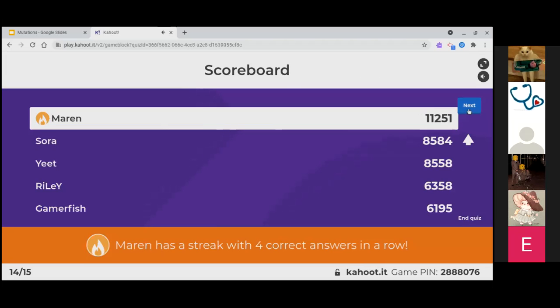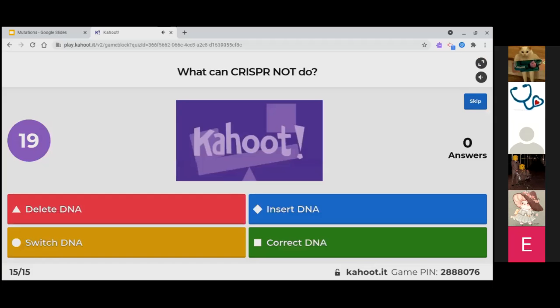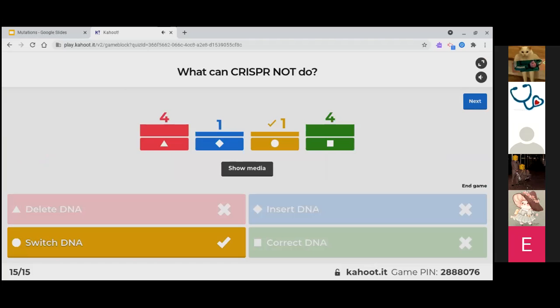Yeah. Okay, so for our last question, we have: what can CRISPR not do? So we talked about what it can do, but what can it not do? Your options are delete DNA, switch DNA, insert DNA, or correct DNA. Okay, so CRISPR can delete DNA and then insert another section of DNA to correct it, but it can't switch it. So that one was the correct answer.